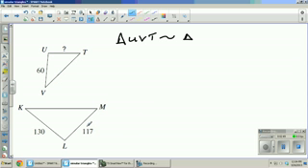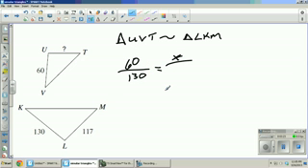This 117 goes with that one, and this 130 goes with that one. But if I flip that up, since I went UVT, this one would be LKM. You have to be able to visualize flipping that and spinning it a little bit. But UV is 60, and the same as UV is LK right there, which is 130. And that equals, UT is here, it's smaller and we don't know. That's what we're trying to figure out. We'll call it X over 117.